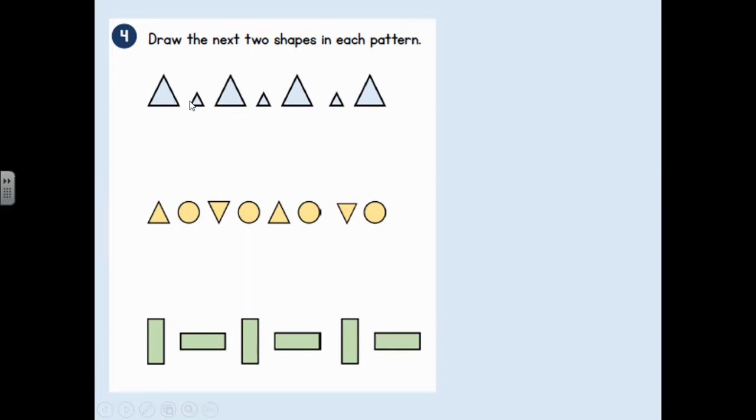Right, and the final question, what we had to do is draw the next 2 shapes in each pattern. So we had big triangle, small triangle, big triangle, small triangle, big triangle, small triangle, big triangle. For this one it was triangle, circle, upside down triangle, circle, triangle, circle, upside down triangle, circle. So you had rectangle, flat rectangle, rectangle, flat rectangle, rectangle, flat rectangle. And that's come to the end of the quiz.